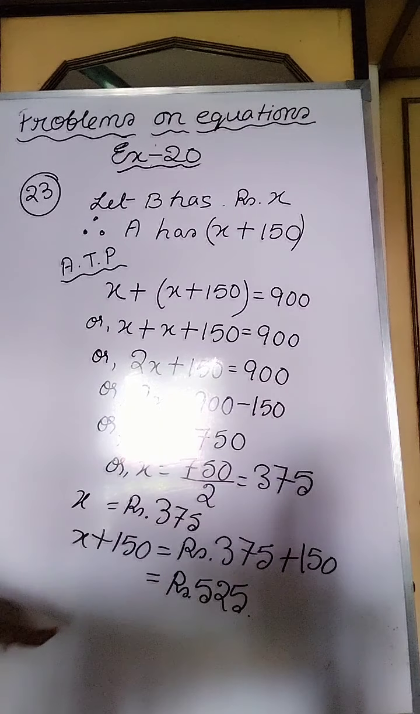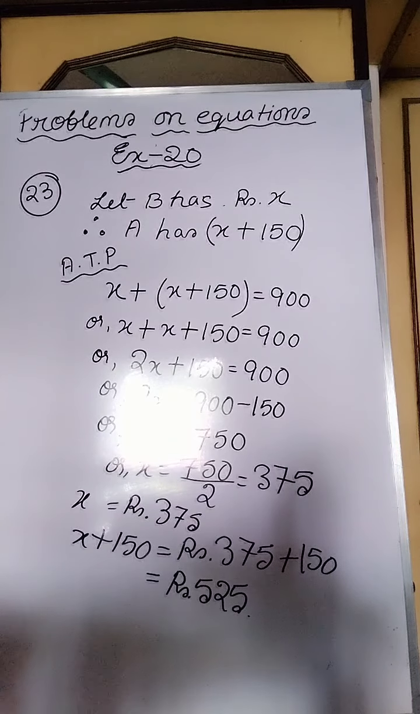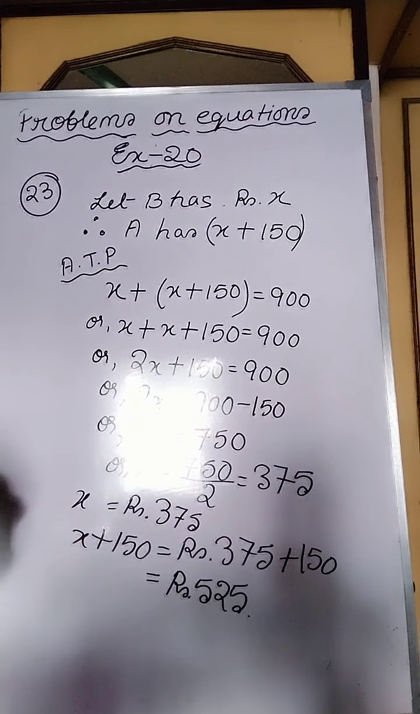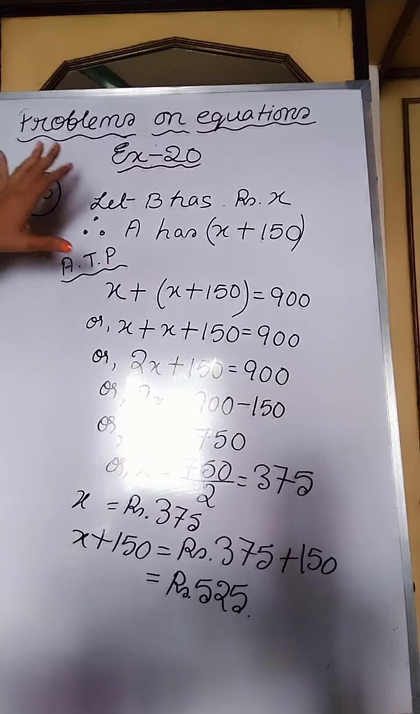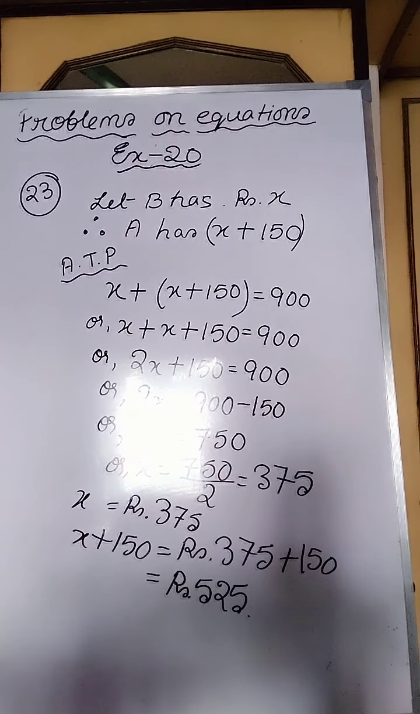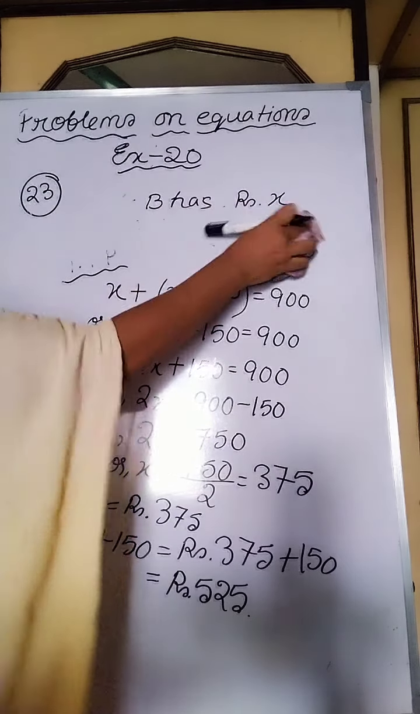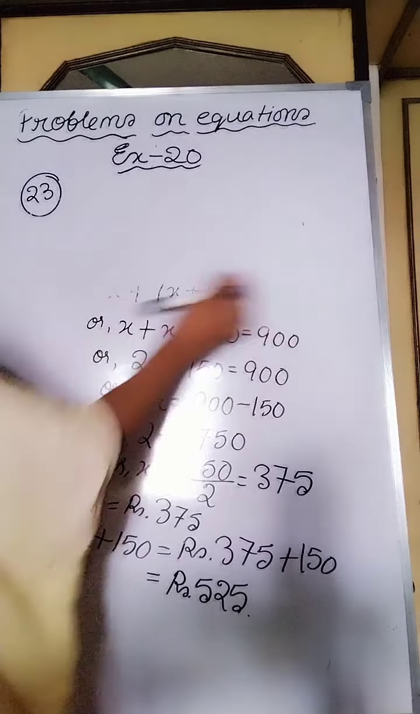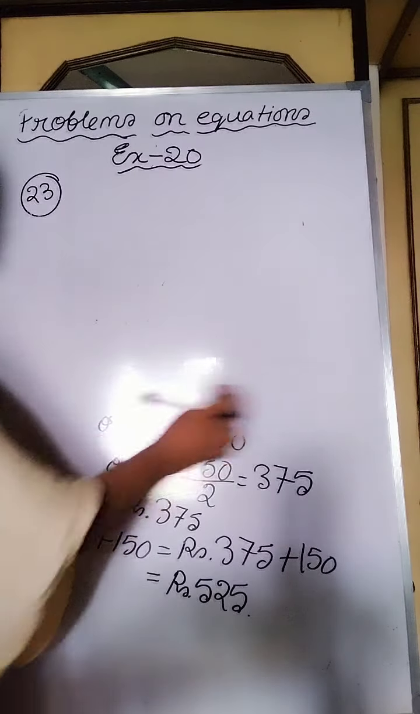And always remember to write a full sentence answer when you write the answer, that I have already told you. So I think you all have done this sum. Now very quickly I will do the next sum. Next sum is sum number 24. So I am rubbing sum number 23 to solve sum number 24.